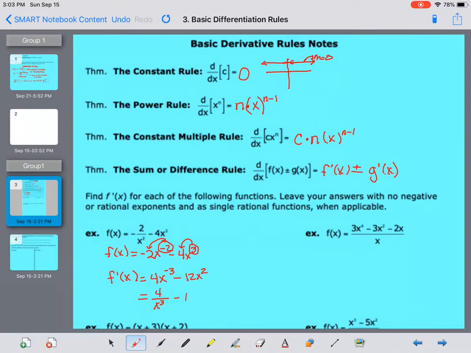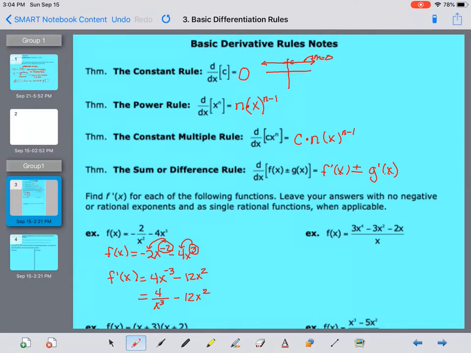Minus, and then that 12x squared is fine, so we're just going to bring it down. Okay, so a lot of times we're taking time to rewrite up front, doing our process, then rewriting it at the end.